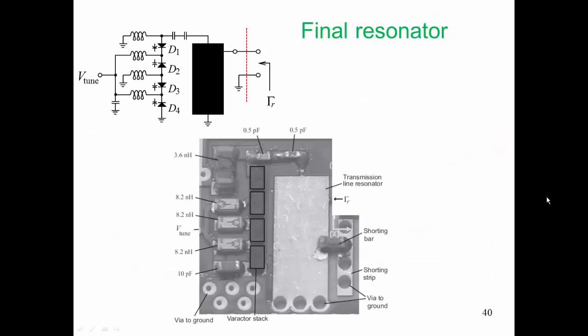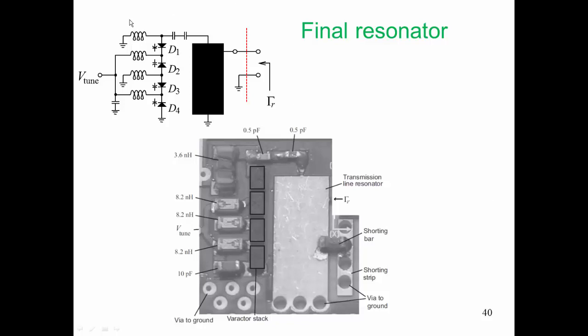Here is our final resonator. It's laid out on a printed circuit board. This circuit is good at 5 GHz. This circuit has surface mount components, and let's go through and identify all of the various components and how they relate to our schematic diagram.